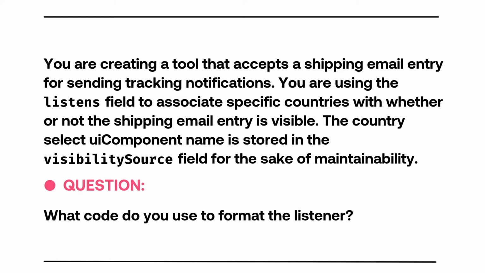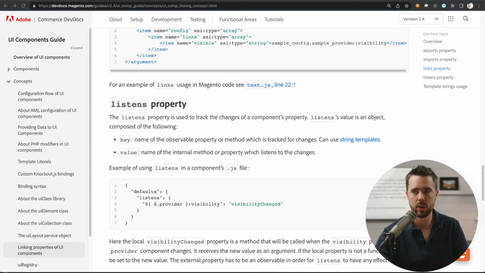One thing, just for slight clarity here, the word field could probably be better translated as property. So keep that in mind. So as such, what code do we use to format this?